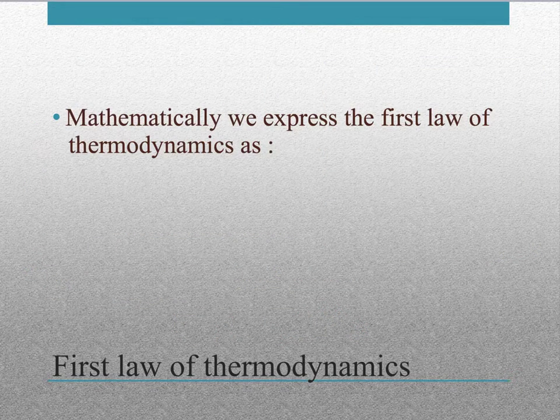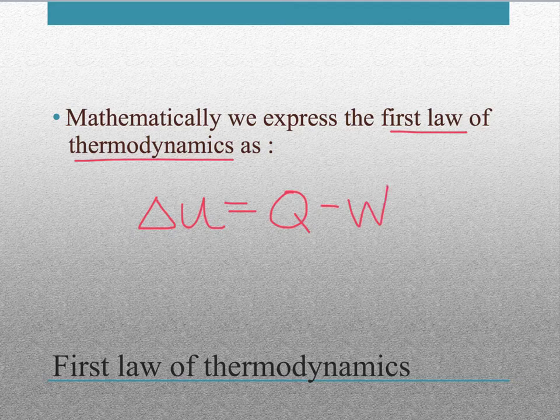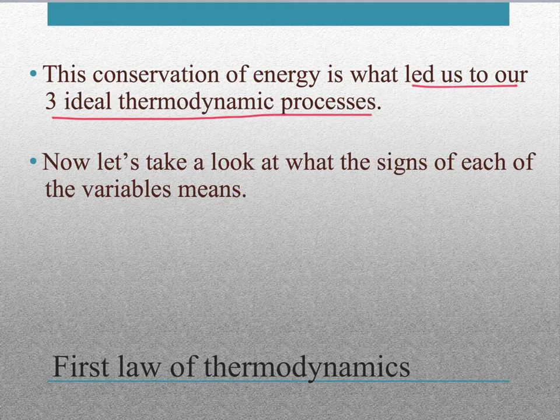Mathematically, the way we express the first law of thermodynamics is just that the change in internal energy will be equal to the heat added to the system minus the work that is done by the system. So let's take a closer look at this. This conservation of energy, this first law of thermodynamics, is what led us to our three ideal thermodynamic processes.